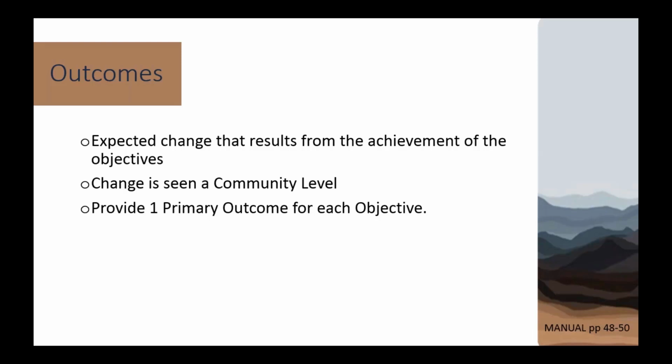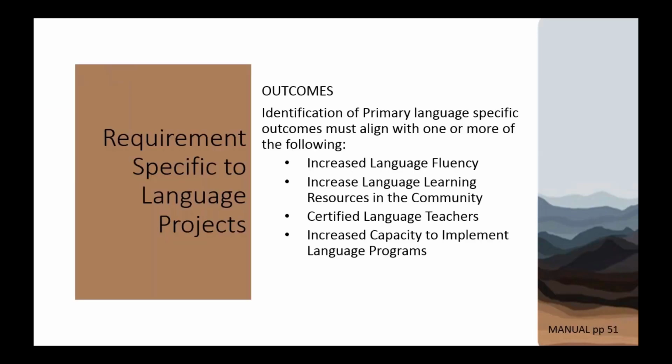And the outcome can be the same. Say you have 3 objectives, you could have 2 of the objectives have the same outcome. That's fine, but you have to identify it. Also, while there may be multiple outcomes for each objective, ANA requires you only to provide the one. That's why it's called the primary outcome. These are things that you'll be tracking later, so you want to make sure that you only identify one.